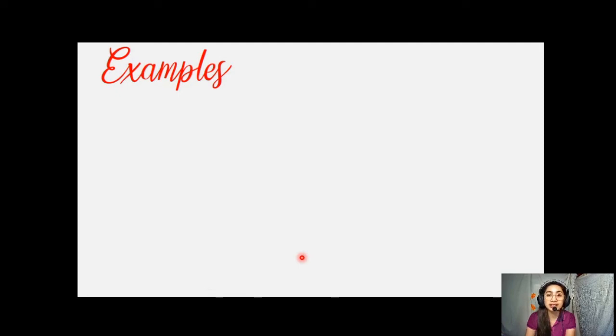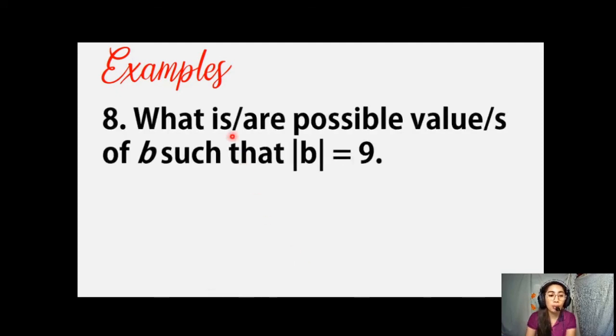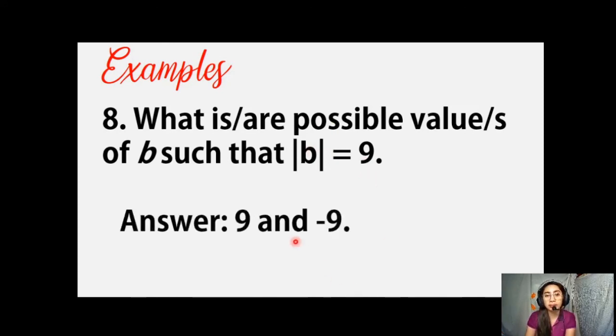Okay, last example that we have is, what are the values of b such that the absolute value of b is equal to 9? So think of a number that can be put inside the absolute value para ang sagot nyo pa rin ay positive 9. What do you think? Okay, so the answer is positive 9 and negative 9.